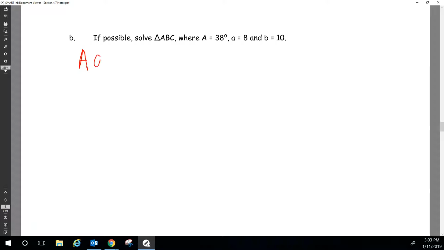A is 38, which is less than 90, so it's acute. So then we look, is A greater than or less than B? 8 is less than 10. So when A is less than B, we could have 0 solutions, 1 solution, or 2 solutions.